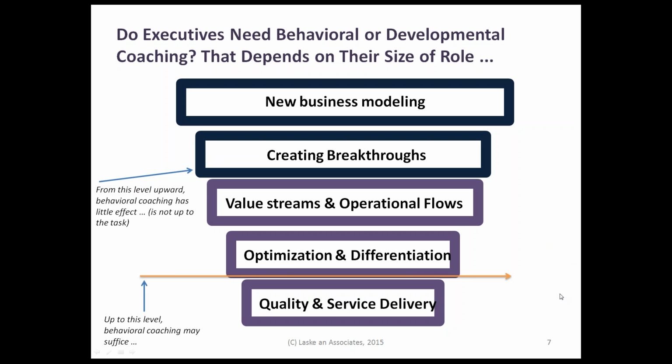Let me explain these 5 levels. Quality and service delivery means that your client is doing the best he can to do what he has always been doing, doing excellent work, delivering on time, making the right decisions at the right time, and so forth. Here at this level, we are all in the present, and for that level, behavioral coaching is fine. But as soon as we go beyond this level into optimization and differentiation and so forth, developmental coaching is very powerful, especially in combination with behavioral, but also by itself.